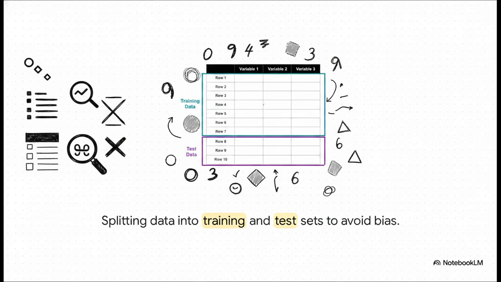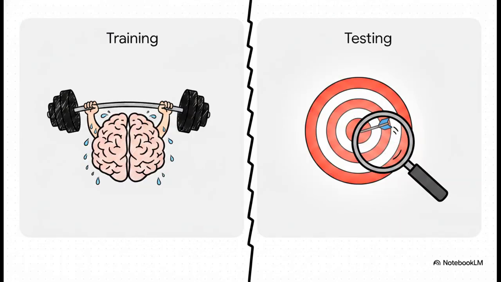And guys, randomizing beforehand is absolutely crucial. If you don't shuffle it, you might accidentally train your model on a neat pile of just zeros, leaving it totally blind when it finally encounters a 9. You have to completely separate the training data from the testing data.